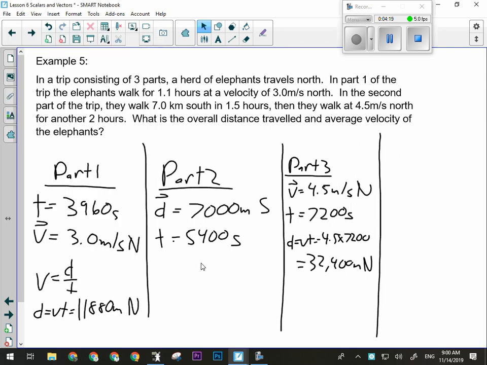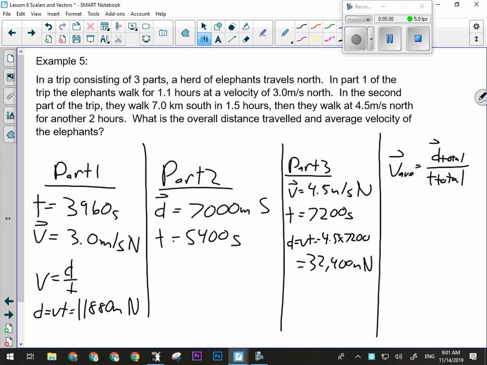Now, in order to get their average velocity, what 2 things do I need? Total displacement and total time. Yeah. So in this trip, they go north, then they go south, and then they go north again. So how can I put those things together? You can add those 2 parts together. Okay, you're on the right track. I do want to add them all together, but what do I need to do with the 7,000?